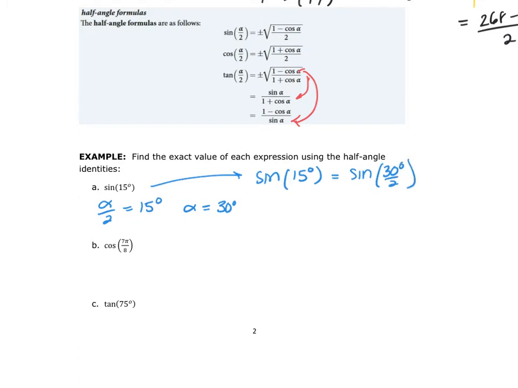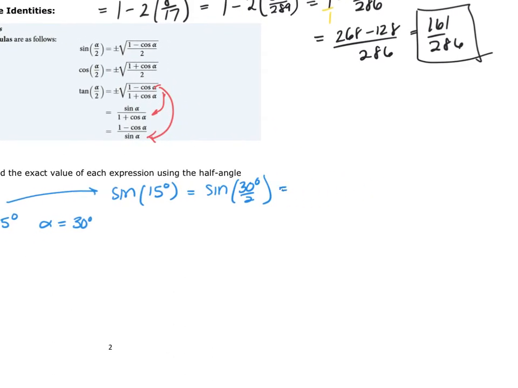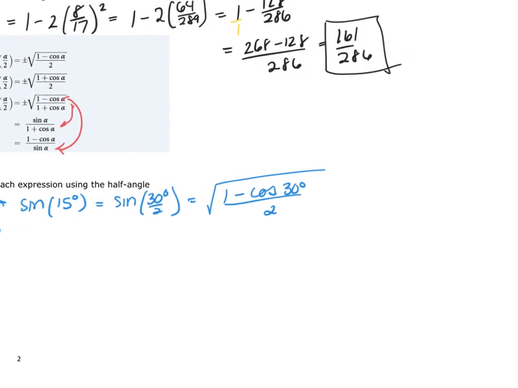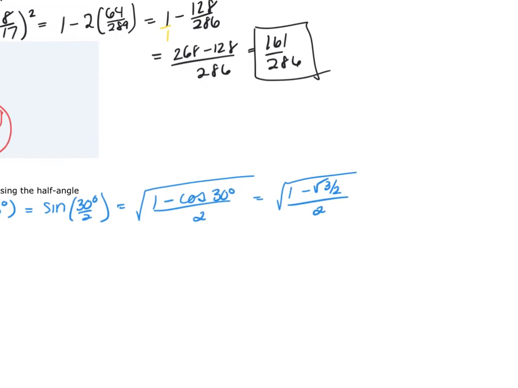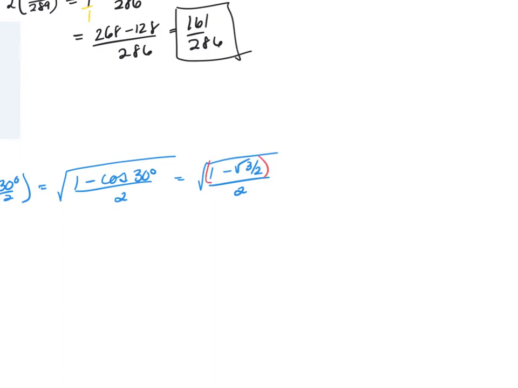by 2. And then I can just go into the fact that this is going to be the square root of 1 minus the cosine of 30 degrees divided by 2, which is going to be equal to the square root of 1 minus the square root of 3 over 2 divided by 2. Now I'm going to multiply numerator and denominator by 2 so I don't have a fraction within a fraction. And so I end up with 2 minus the square root of 3 over 4, which is just going to give me the square root of 2 minus the square root of 3 all over 2.